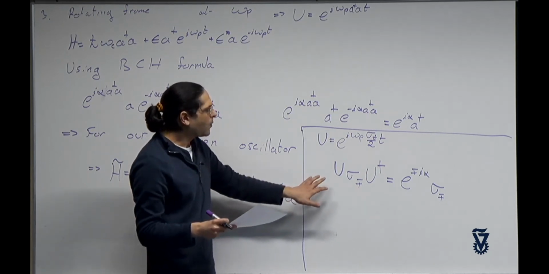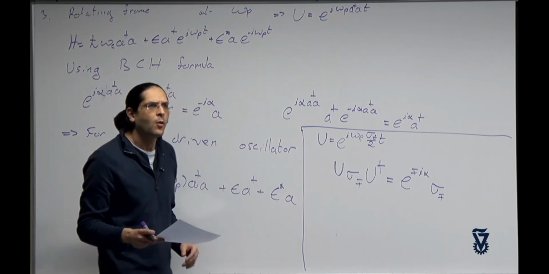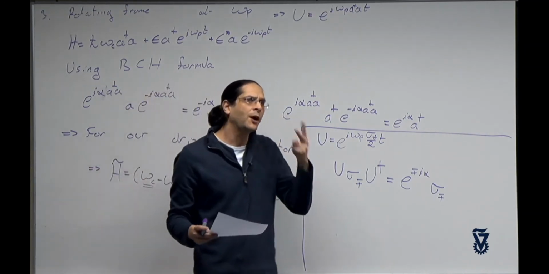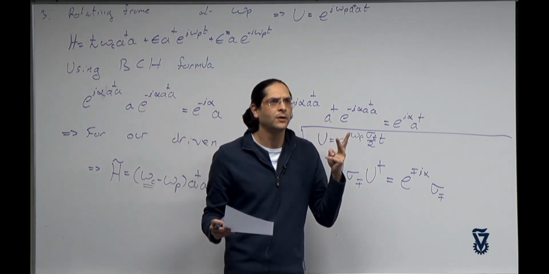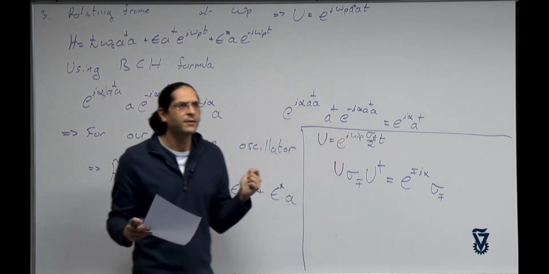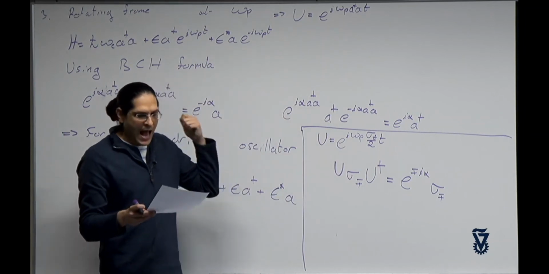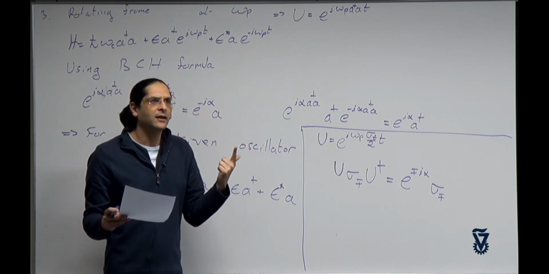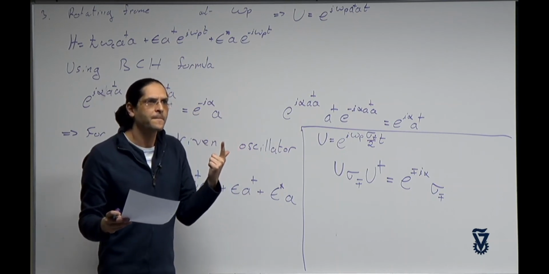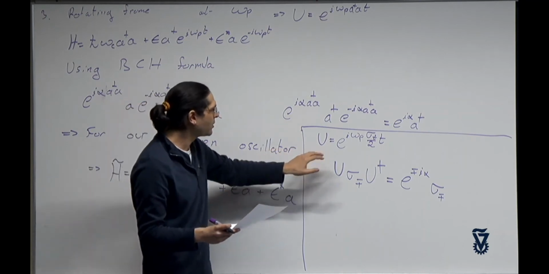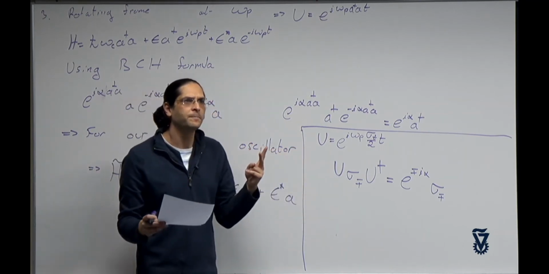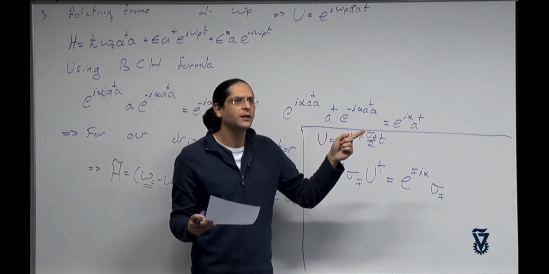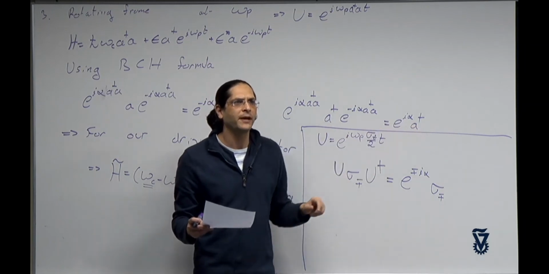And so with this understanding, what we're going to do now is we're going to be very brave, and we're going to go into a doubly rotating frame. We're going to go into a frame that is rotating at the cavity frequency and at the qubit frequency. So we're going to construct a U that goes into both frames. And you will notice that it is exactly the U that you would choose if you wanted to go into the interaction picture.